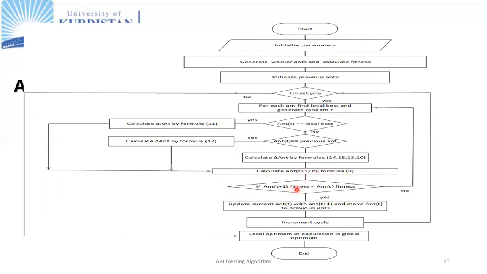Now, if the fitness of the new solution is less than the current fitness, then it will be accepted. Otherwise, we'll repeat to find local best for each ant. Now, when the termination or stop criteria is met, the optimal solution is found, and we stop the algorithm.